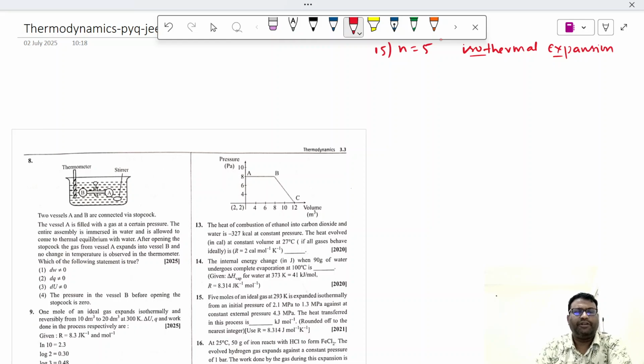Expanded isothermally from initial pressure P initial is equal to 2.1 megapascals and P final is equal to 1.3 megapascal. That means initial pressure is more and final pressure is less. So it is an expansion process. Against external pressure, P external, given as 4.3 megapascal. The heat transferred in the process. So Q is asked.